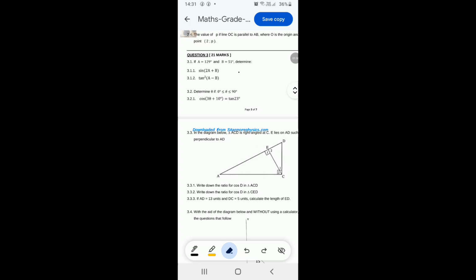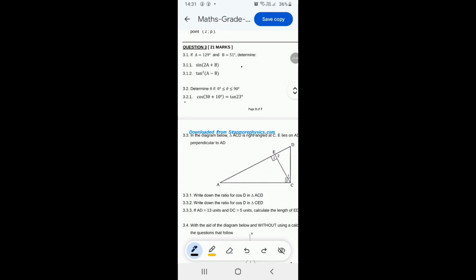Now, these are the equations, or should I say is the equation. So they're saying cos, open bracket, 3 theta plus 10 degrees equals tan 23. Now, this is what we do. You're going to punch with your calculator tan 23. You're going to get 0.42. Then this side, you are left with 3 theta plus 10 degrees is equal to that.